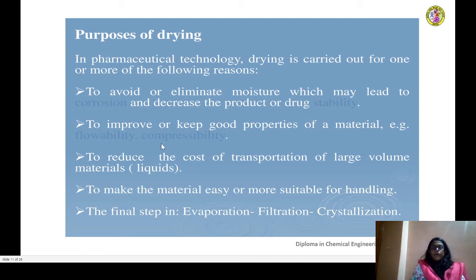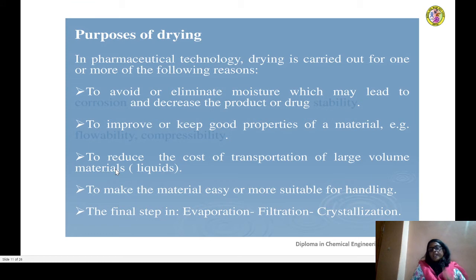That is the main purpose of drying in the pharmaceutical industry, to improve or keep good properties of the material, for example flowability and compressibility. The given product will have the right kind of flowability during its handling, and also compressibility, if it is in dry condition. That is a good property of a material which is obtained by the drying operation.